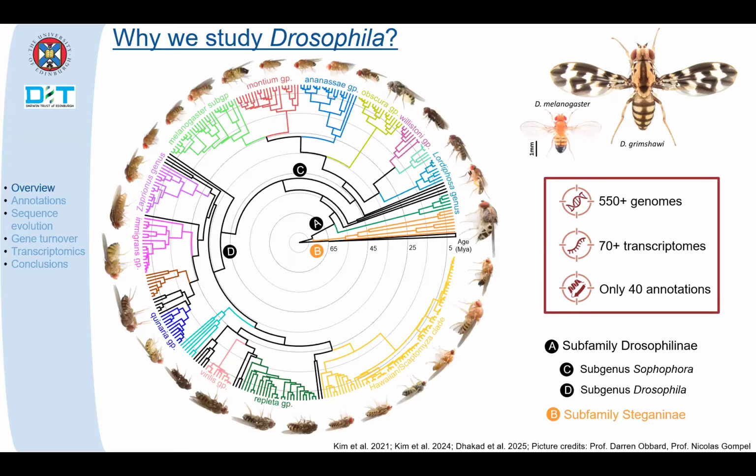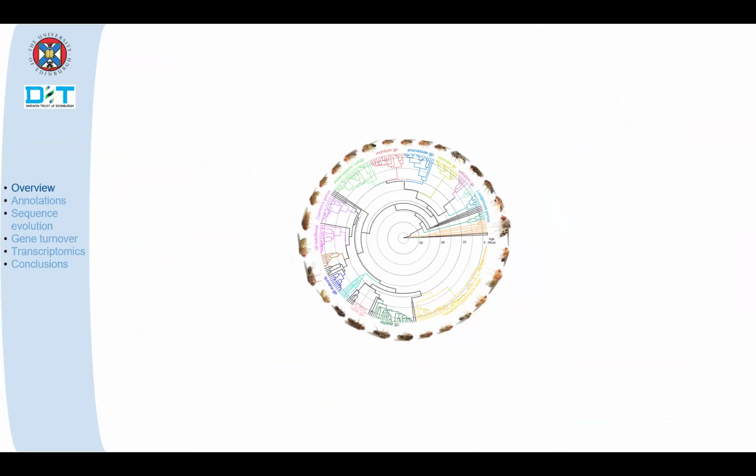And this is the key challenge. Only 40 of these genomes have been annotated so far. For the vast majority of the species, we don't have any genome annotations, and we don't know where the genes are in these genomes and what these genes encode. So this creates a huge opportunity. We have this incredible natural experiment.